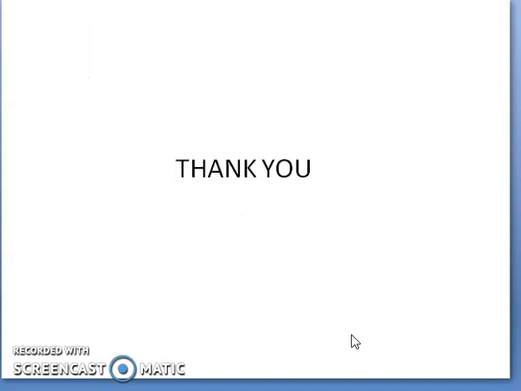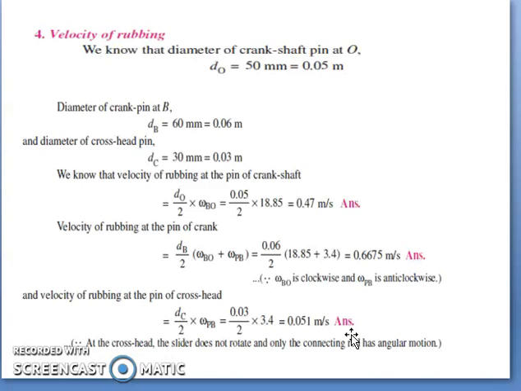This process is relatively simple when compared with the instantaneous center method. Both methods are equally simple. Okay, thank you.